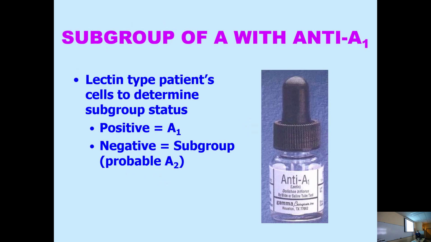So, we've talked about this before. We did this several weeks ago now when we did our lectin typings. We're going to lectin type the patient to determine subgroup status. If it is positive, it's an A1, it's not a subgroup. If it is negative, it is some sort of a subgroup, most probably an A2. Why is it most probably an A2 subgroup?